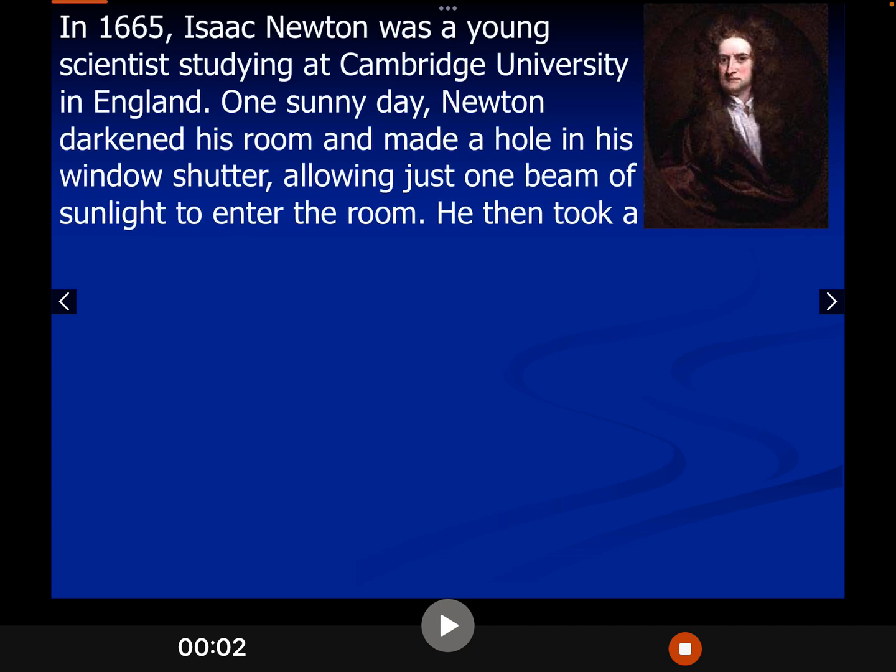We are starting Unit 4, and we'll be studying light and the atomic theory that developed as our scientists were researching light. Way back in 1665, Isaac Newton, who's generally considered one of our first great physicists, was studying at Cambridge University in England. And on a sunny day, Newton made his room dark, made a little tiny hole in his window shutter, which allowed just a very narrow beam of light to enter the room.